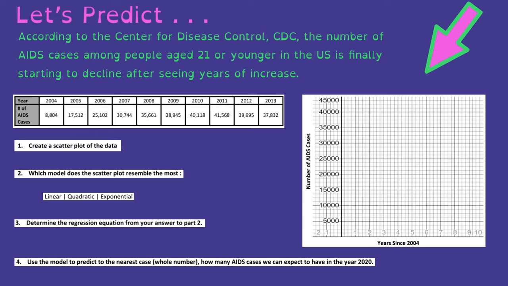So from here, I'm going to take the table data. It shows us years as our input, and then our output is the number of AIDS cases.